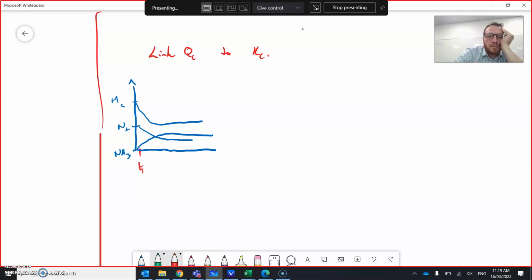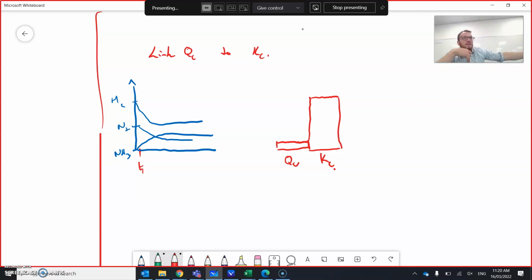So at T1, after a little bit of the reaction, the value of Qc would be something like this, and the value of the equilibrium constant will be something like this. So when Qc is less than Kc, what's the effect on that reaction? We're going to have a net forward reaction, aren't we? Because we want to form more products in order for Qc to come up to the value of Kc, in order for the reaction to then return to equilibrium.